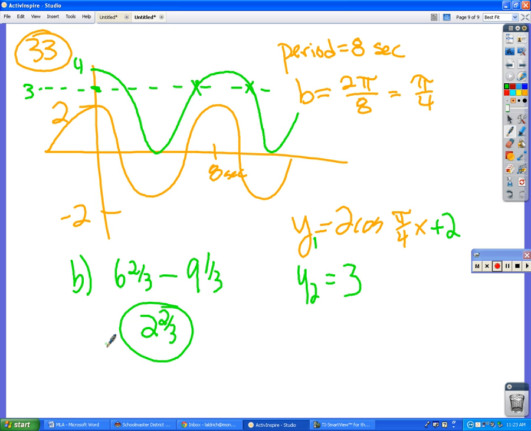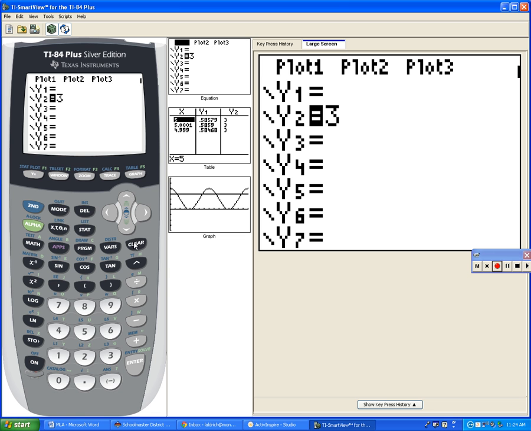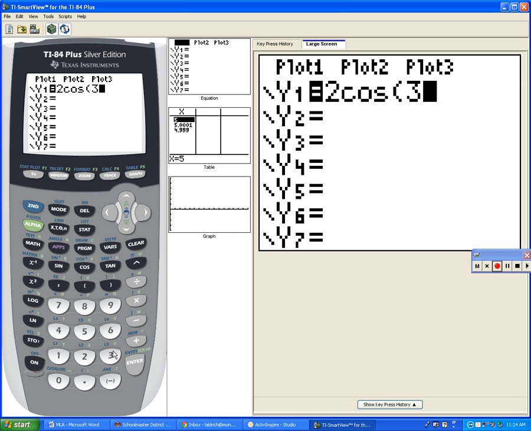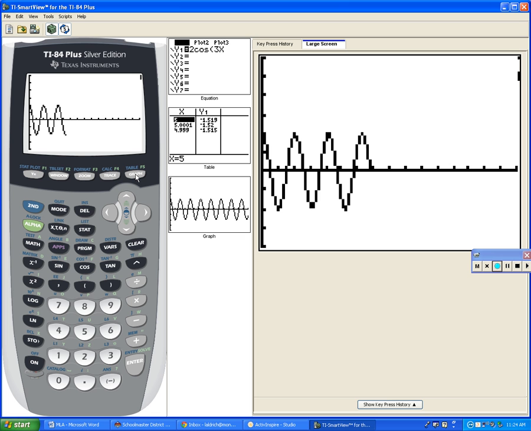Taylor, which one did you say? 13. Oh, that's just on your calculator. So you graph, just like we just did here, both functions. So 2 cosine 3 theta. And then you also graph 1.5. And then you see where they cross. Now they only want the interval from 0 to 2 pi.